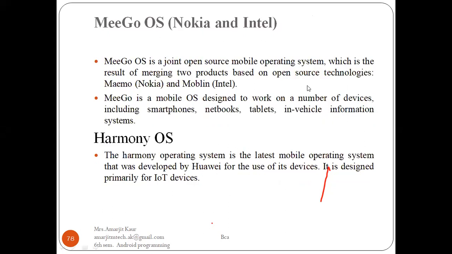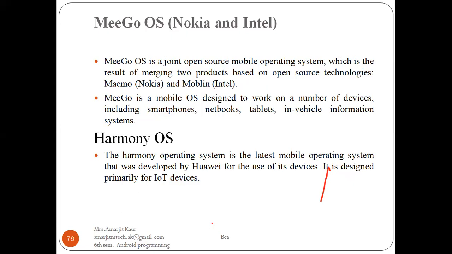Next type of the mobile operating system is the MeeGo operating system, from Nokia and Intel. MeeGo is a joint open source mobile operating system, which is the result of merging two products based on open source technologies, Nokia's Maemo and Intel's Moblin. MeeGo is designed to work on a number of devices, including smartphones, notebooks, netbooks, tablets, vehicles, and information systems.